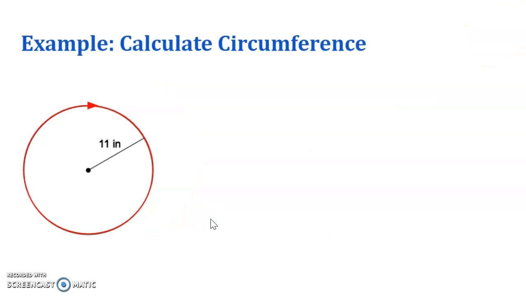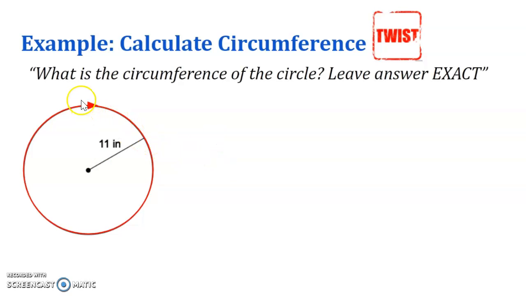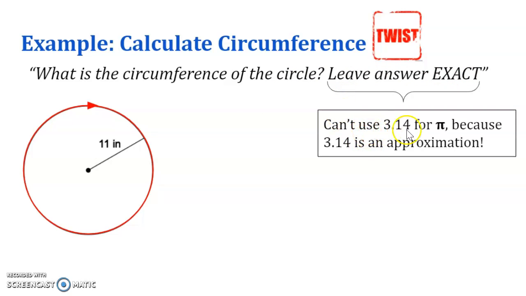What about calculating the circumference? If you're given a radius of 11 inches, what is the circumference of the circle? Leave your answer exact. When it says exact, what does that mean? It means that we can't use 3.14 for pi, because 3.14 is an approximation.